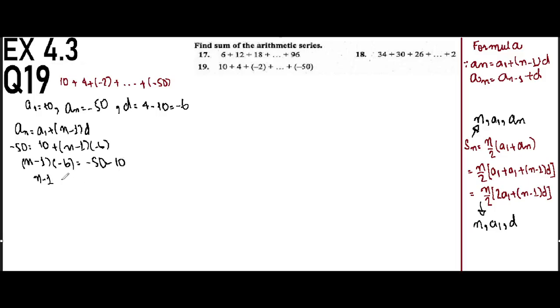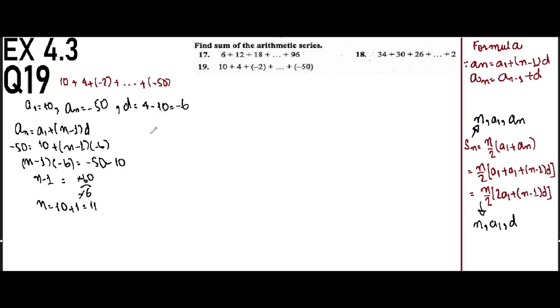N minus 1 is equal to minus 60 divided by minus 6. Minus cancels with minus. 60 divided by 6 is 10. So n is equal to 10 plus 1, which is equal to 11. Now we have the value of n, and we have to find the sum using this first formula over here.